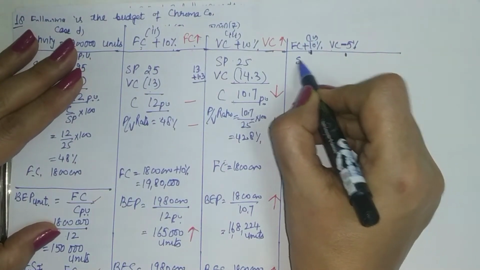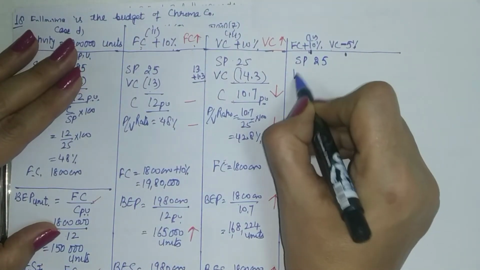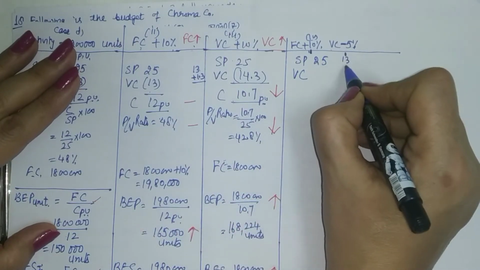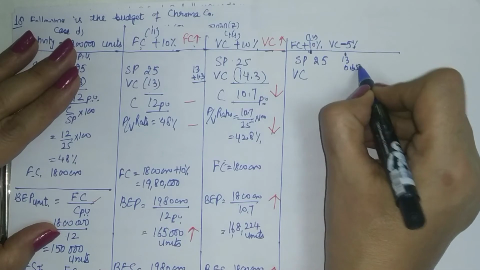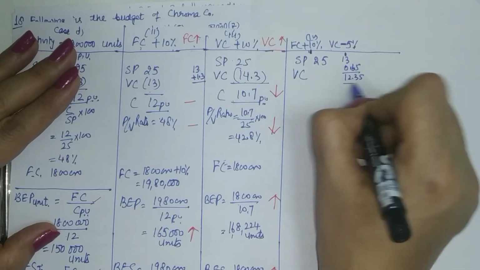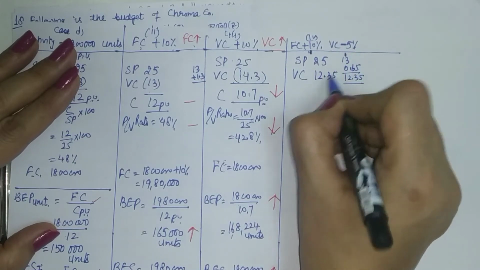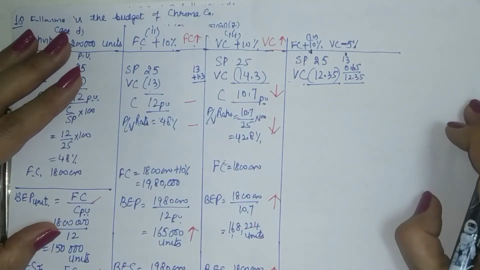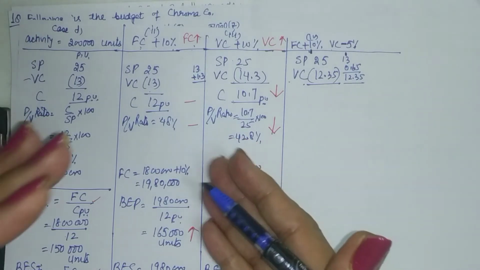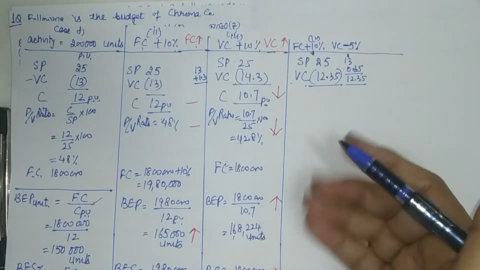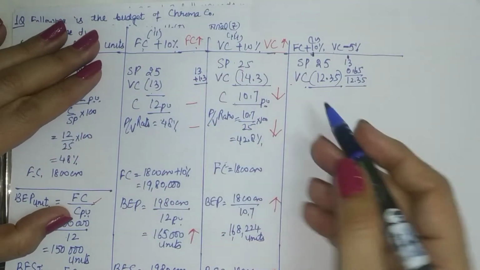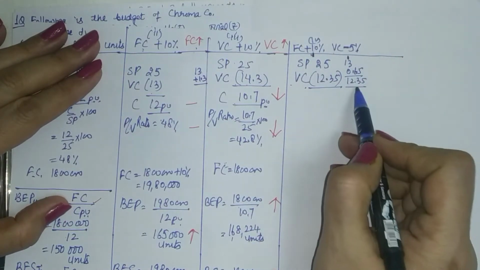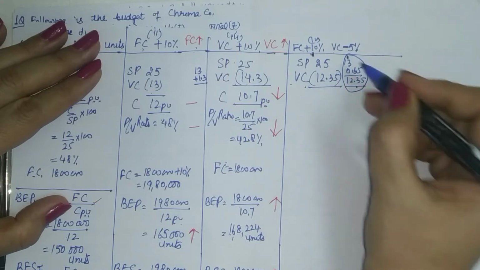Let us see. Selling price is 25. Now variable cost is less 5%. Since your variable cost was 13 rupees, deduct its 5%. So it will be 12.35. Now this you can show here also in the inner column. I am just making it here together so that you can appreciate the difference or comparison of the cases. So it makes it easy to compare the cases. Otherwise you can make a cost sheet separately. You can show these calculations in detail.